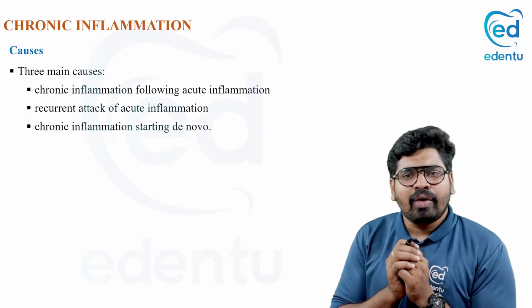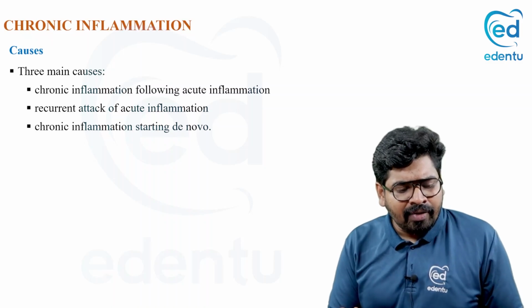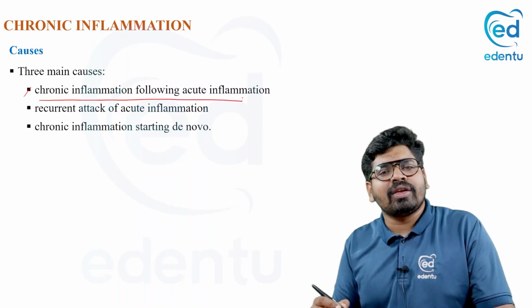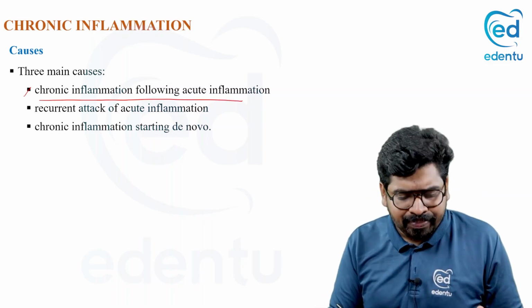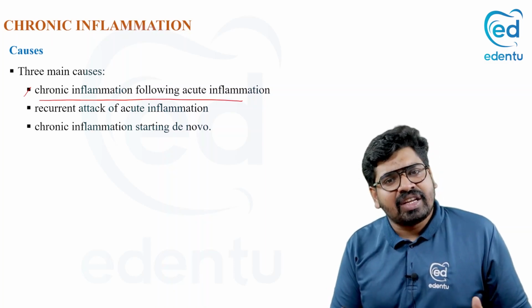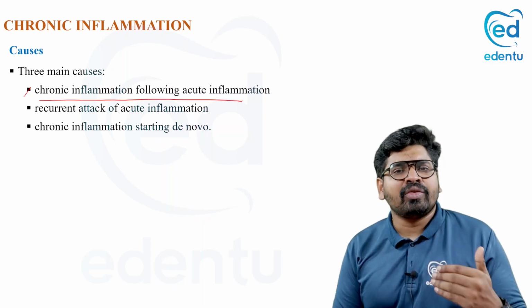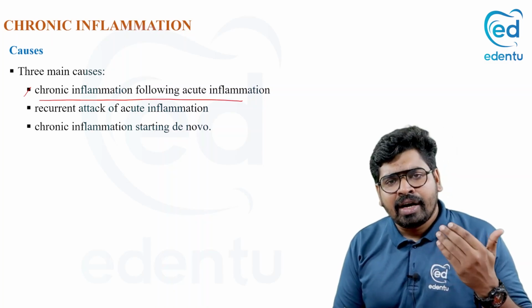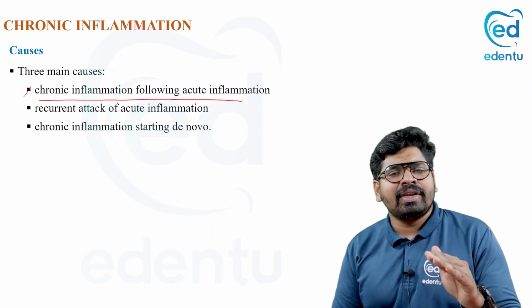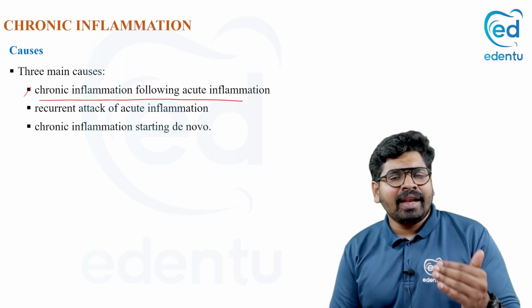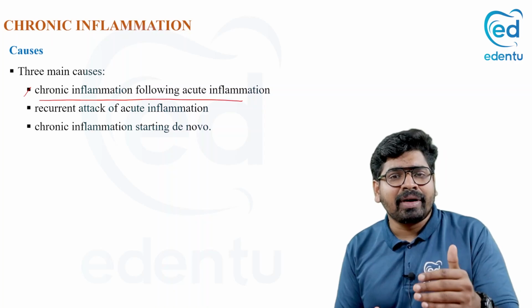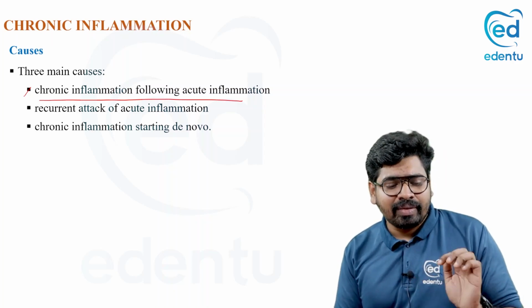Now what are the three causes for this chronic inflammation? First one is chronic inflammation following an acute inflammation. When you treat the acute inflammation, it will subside and go into a chronic state. After an acute inflammation, when we give antibiotics, the acute inflammation will subside. It may subside to a level where it is not completely gone, but the acuteness is gone, and now it will persist in a chronic, asymptomatic way.